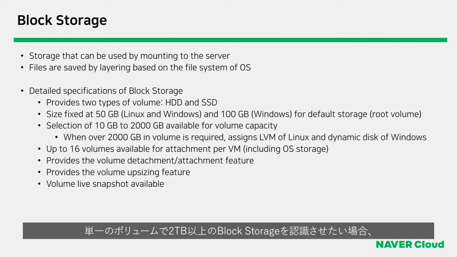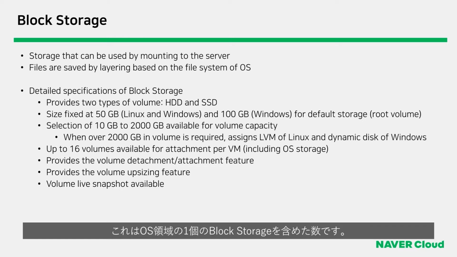If you want to recognize more than 2 terabytes of block storage for a single volume, you can bind multiple volumes of block storage and recognize them as a single volume through LVM in Linux or dynamic disk allocation in Windows. Up to 16 block storage units can be allocated for each server, including 1 block storage in the OS area.